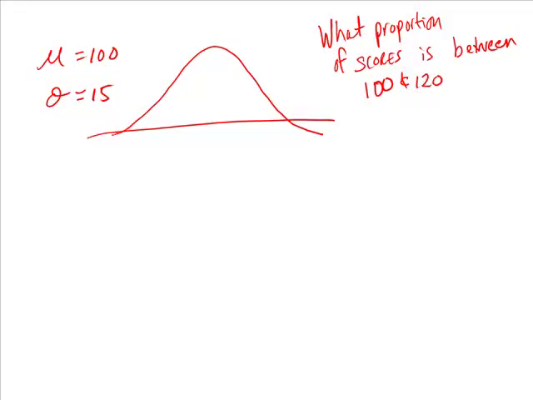Okay, now I've got the word proportion up there. I'm not actually looking for a proportion. What am I looking for? It starts with the letter A. All right, I'm looking for the area of the curve that's between 100 and 120. What should I do first?